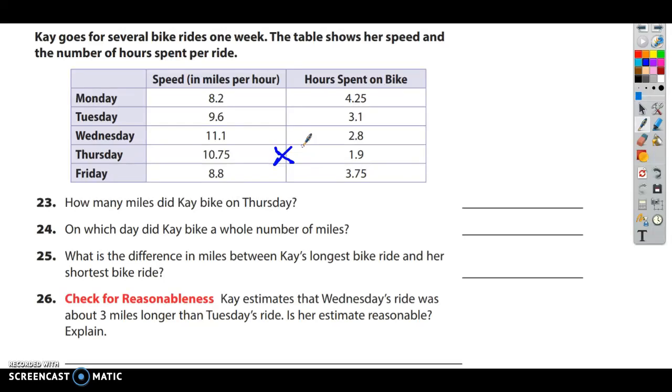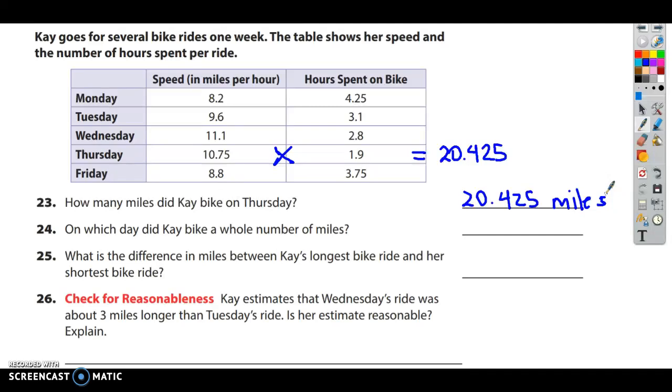Okay, so the number of miles she went on Thursday is 10.75 times 1.9. That's 20 and 425 thousandths. So that's the answer to number 23. How many miles did she bike on Thursday? It's 20 and 425 thousandths miles.